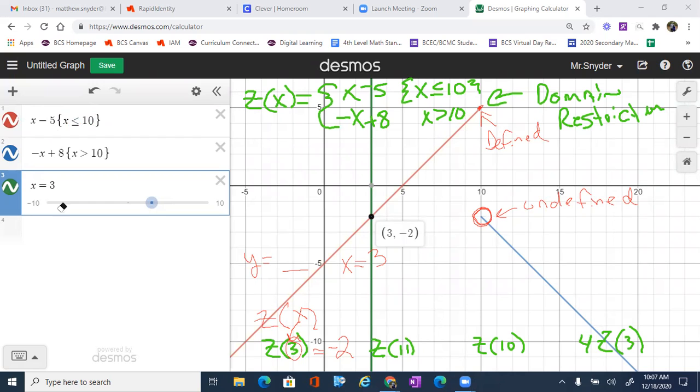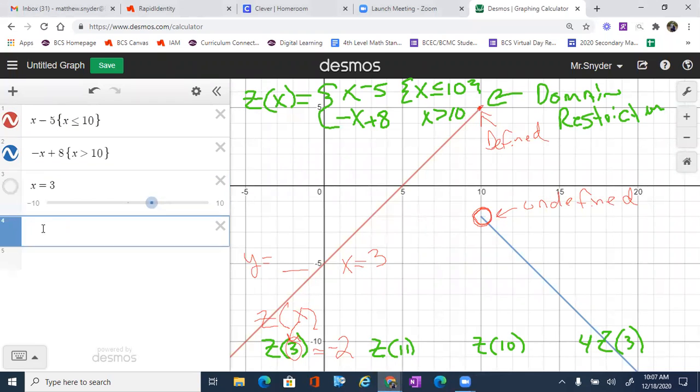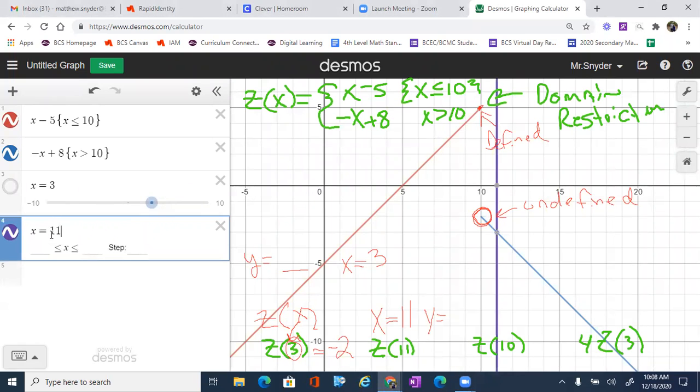Well, which equation do I use for this one? I'm going to turn this one off. Once again, we know that x equals 11, and we are looking for the y value off the graph. So let's type in x equals to 11. Notice it is on the blue graph, and it is going to be located at -3. Okay, so z of 11 equals -3.